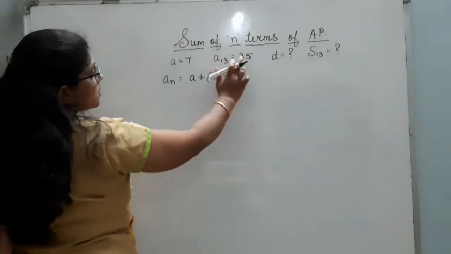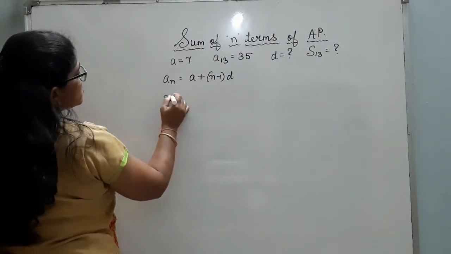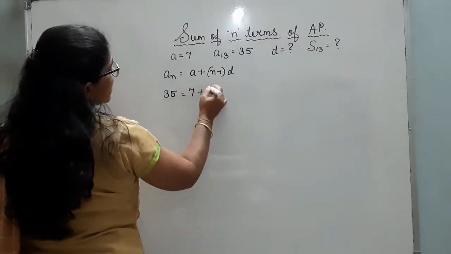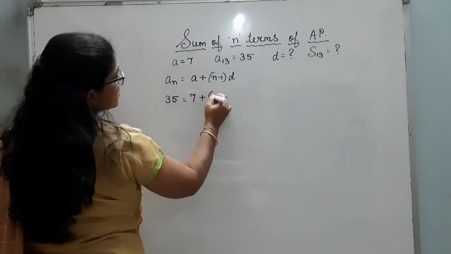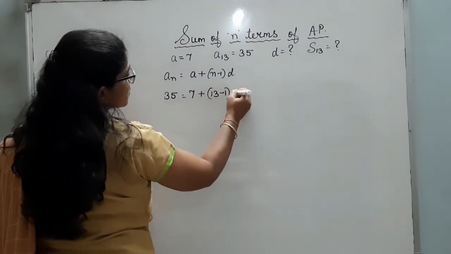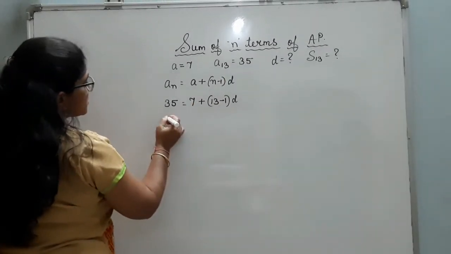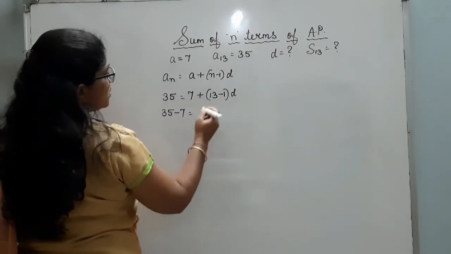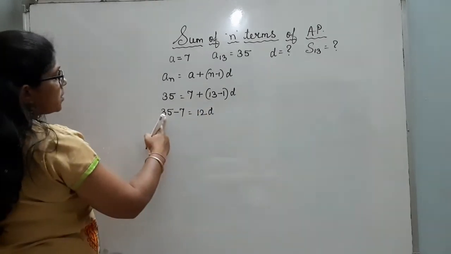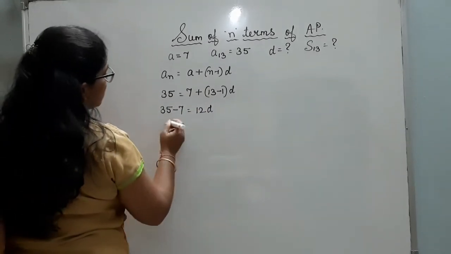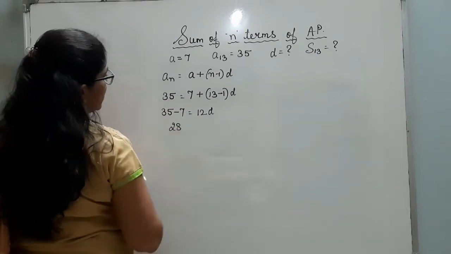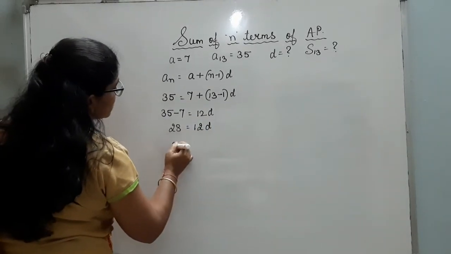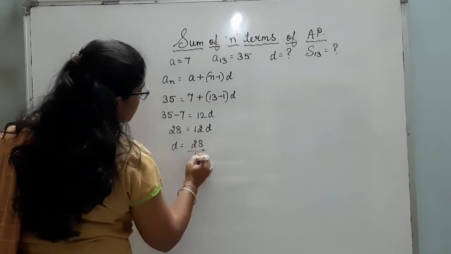So here we know that the 13th term is 35. So let us write the 13th term, that is nth term, is 35. First term is 7. And as it is the 13th term, the value of n is 13, 13 minus 1 into d. Let us take this 7 here. When we shift this 7 here, it becomes minus 7, is equal to 13 minus 1 is 12 d. 35 minus 7 is 28, is 12 into d. So here d is 28 upon 12.